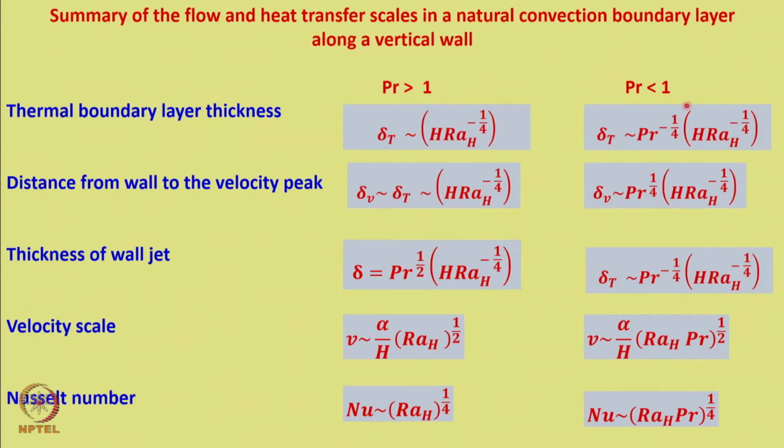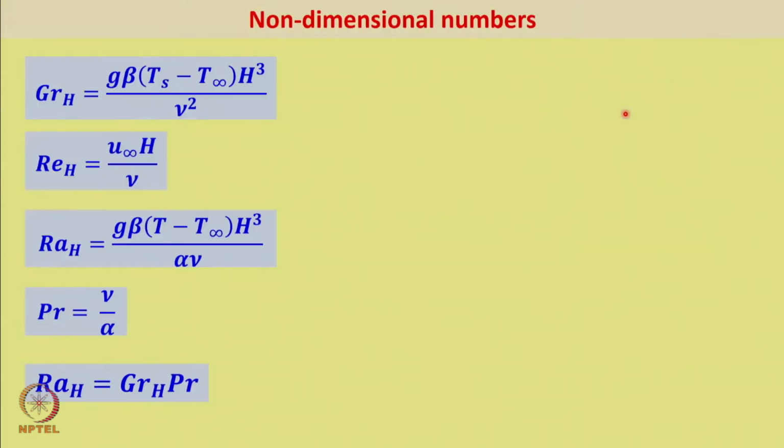number alone. But for Prandtl number less than 1, for every parameter, delta t, delta v and Nusselt number, they depend not just on Rayleigh number but also on Prandtl number. So that is the difference between Prandtl number greater than 1 and Prandtl number less than 1. That's the reason why we summarized that.